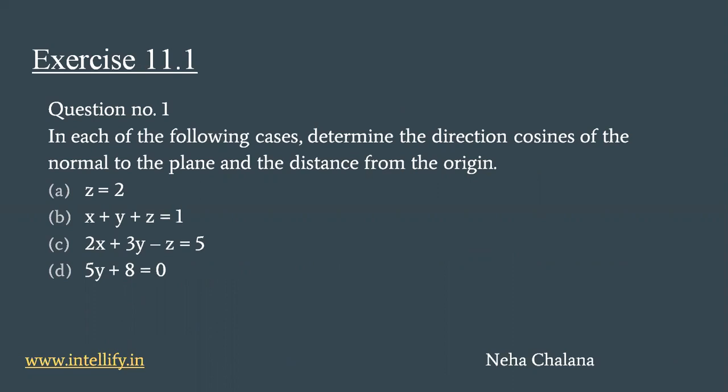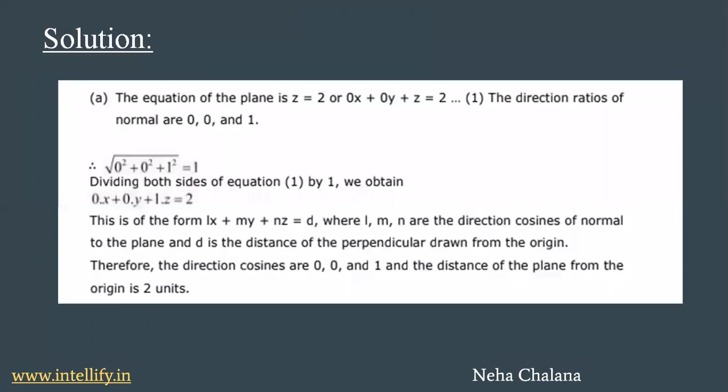Part A is z equals to 2. Part B is x plus y plus z equals to 1. Part C is 2x plus 3y minus z equals to 5. And part D is 5y plus 8 equals to 0.